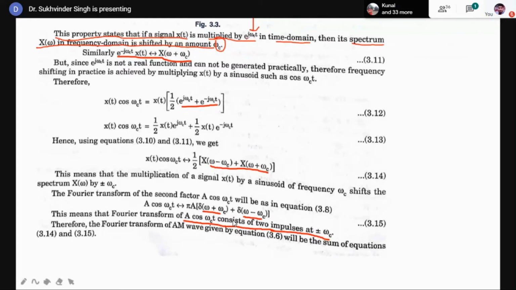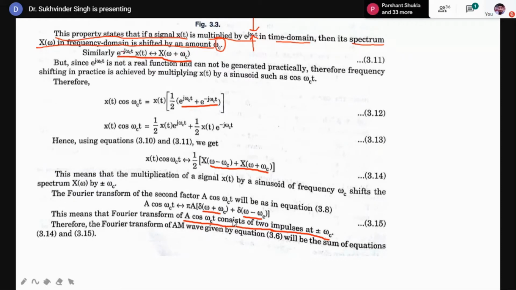Let us say we have written exponential j n omega_c t. In that case the frequency will be shifted n omega_c times. So this is the property of the frequency shifting theorem, that whenever we multiply a function in the time domain by an exponential function, it will shift its frequency by the factor present in the exponential function, and the factor present here in the exponential function is omega_c. So correspondingly, the shift in the frequency will be omega_c.